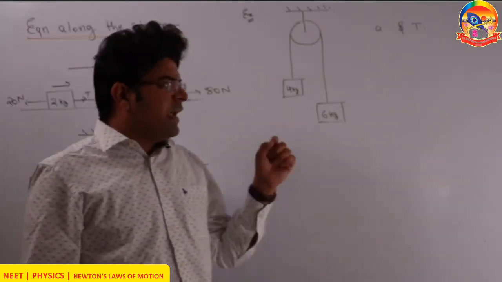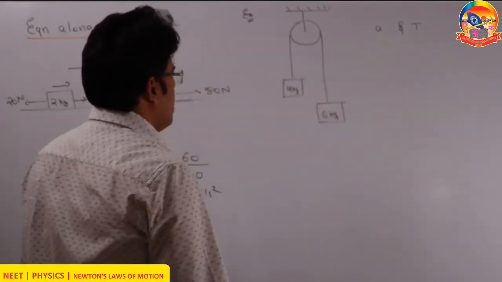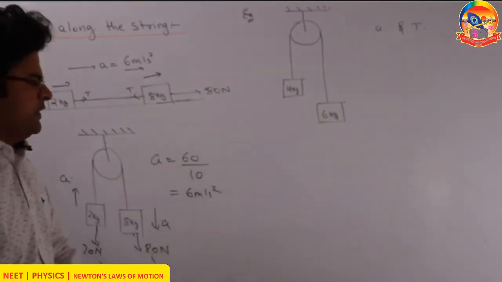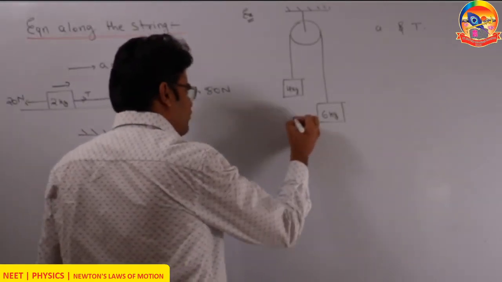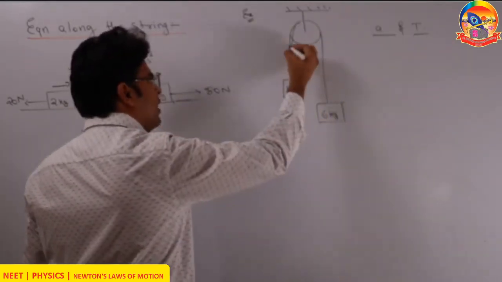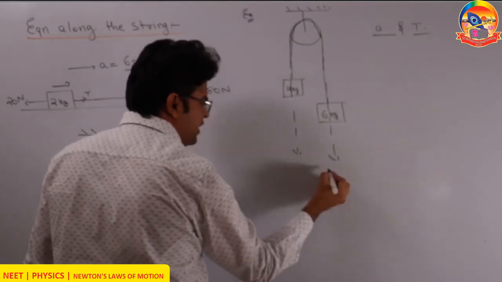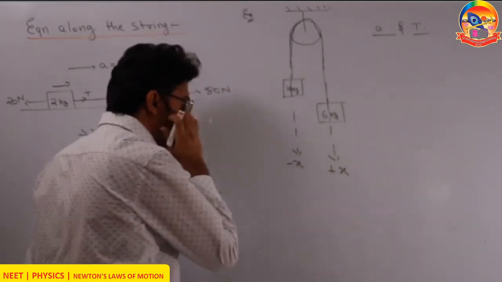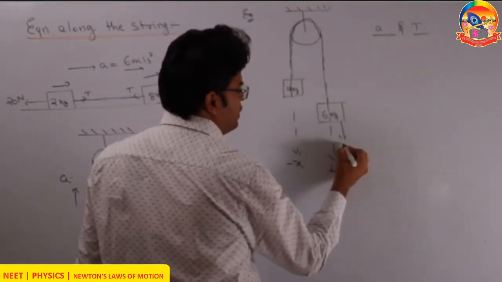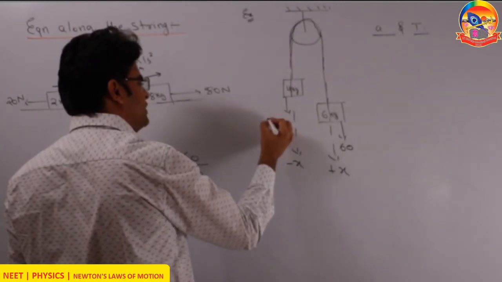Now let's again use the equation along the string on this question. Let's say rather than having two masses of 2 and 8, we have two masses of 4 and 6. Now again, our mission is to find the acceleration of the blocks and the tension in the string. Again, we imagine an axis along the string, let's say positive x and negative x. On the 6 kg, there is a force of gravity, 60 down, towards positive x. On the 4 kg, there is a force of 40 down, towards negative x.